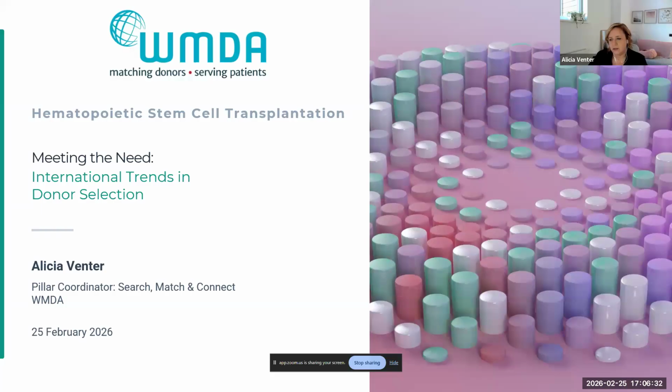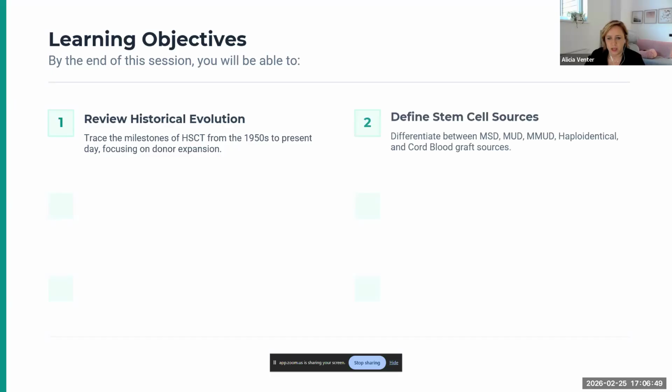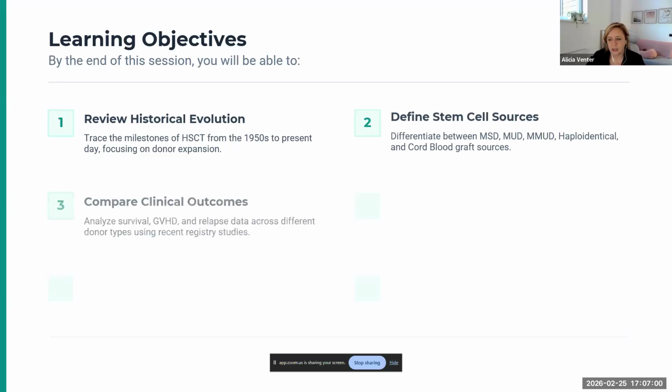Let me review some of the things that we'll be covering. We'll start with a historical evolution. I'll try to, I won't say sprint through it, because I do think that there are some interesting takeaways from where we've come from that could potentially direct where we are today and where we're heading. We will also look at the various stem cell sources that are currently available to us, because this field is also growing exponentially. Then, of course, we need to compare some of the clinical outcomes between those various sources so that once we get to that selection point, we know what it is we're dealing with.